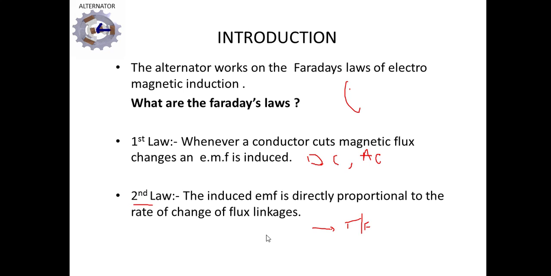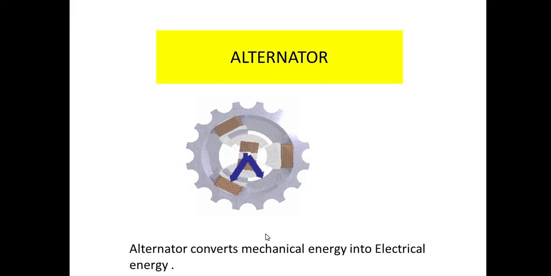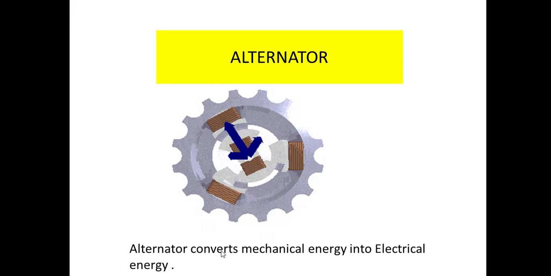Here we are giving the alternator. The alternator converts mechanical energy into electrical energy. Here we have the field winding and the stator winding, that is the armature. Before going to the types, first we'll see how the EMF is produced.